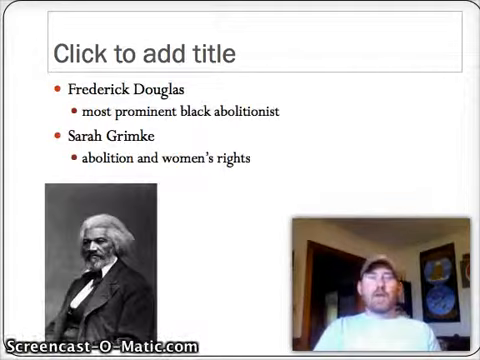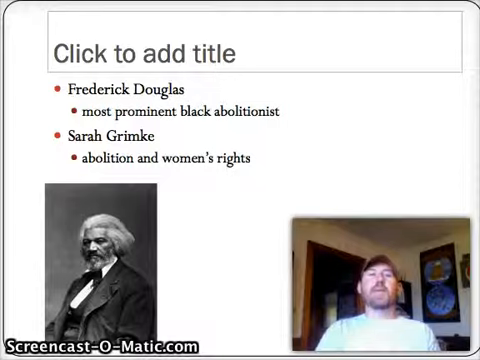The entire content of the newspaper was associated with and was pushing forward the idea of abolition. You also need to be aware that there were not only white abolitionists, there were also African American. The best known at this time, or one of the best known at this time, being Frederick Douglass, who was the most prominent, as it says, black abolitionist.